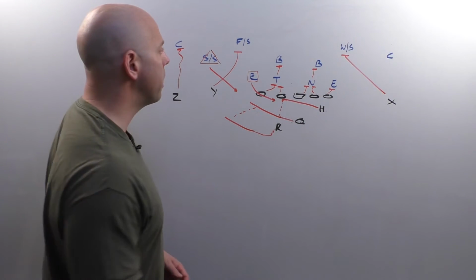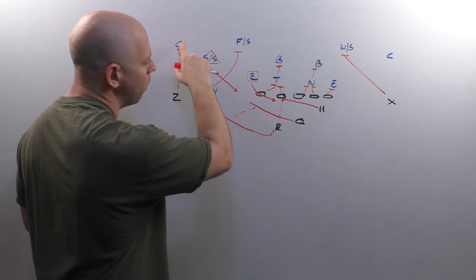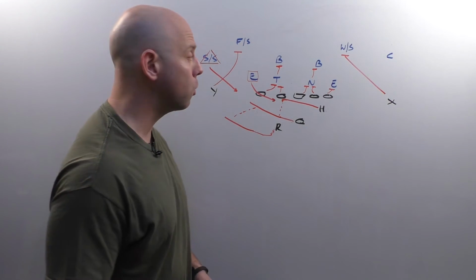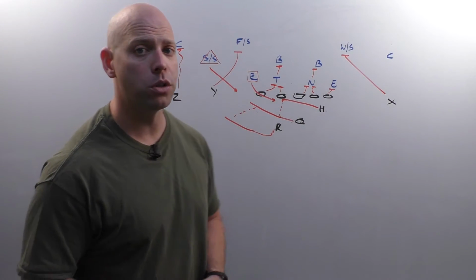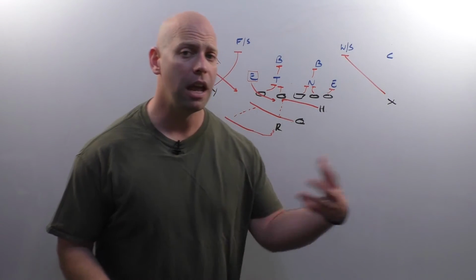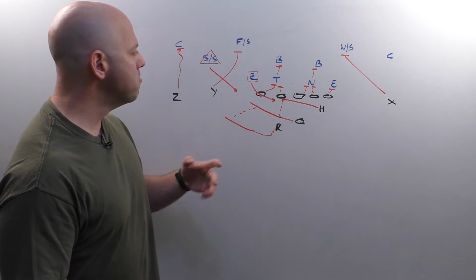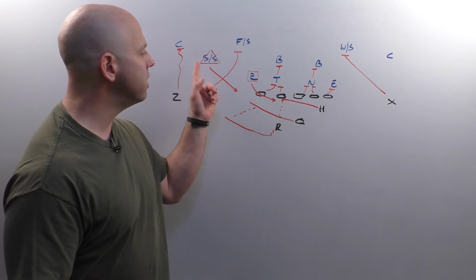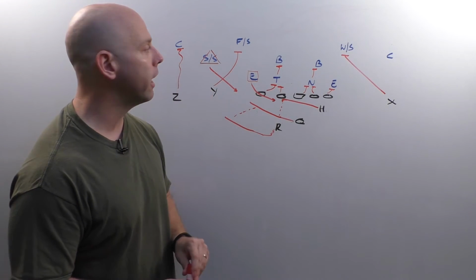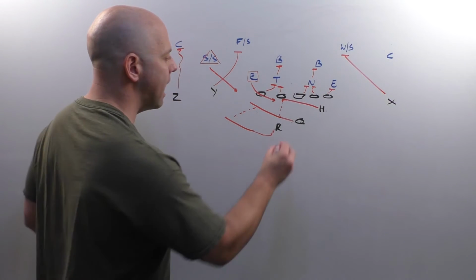Now you can option anybody you want. So if we wanted to say, all right, we're going to block down, and we're going to option the corner, you could do that. If you said, I want to option this safety, basically what you want to do is look for the guy that gives you the most problems, and you can option him in any way. With the basic rules here, we would option the C-gap player, and then we would option the force player as our second read on this. And so that's our triple option.